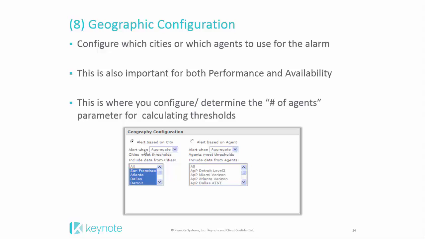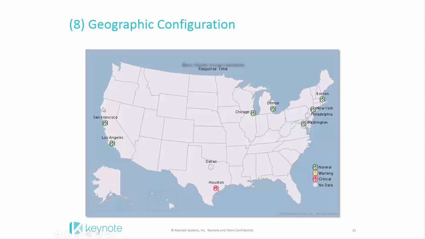The other option in Geography Config is to alert based on a specific count of agents having trouble. So here's an example of that. Keynote will evaluate each of the agents in my agent group and compare them against the threshold individually. So if San Francisco is fine, we move on. Los Angeles is fine, we move on. Dallas is fine. Houston, we have a problem. That's one agent with errors or slow measurements.